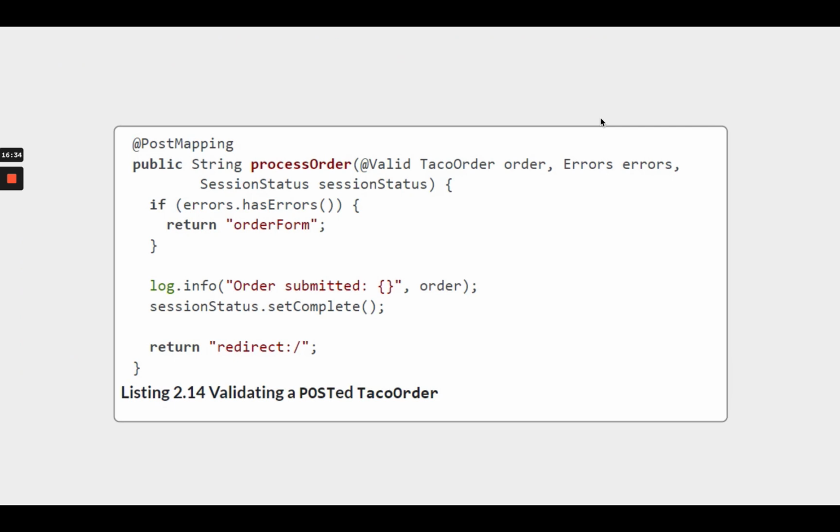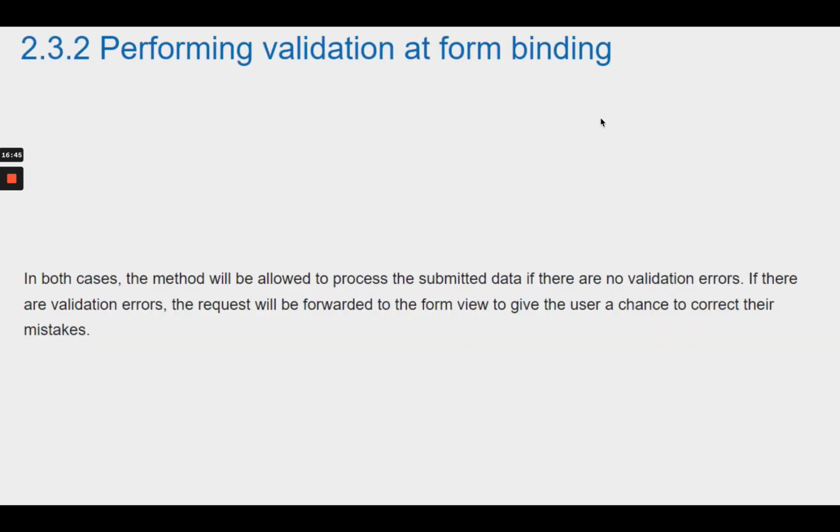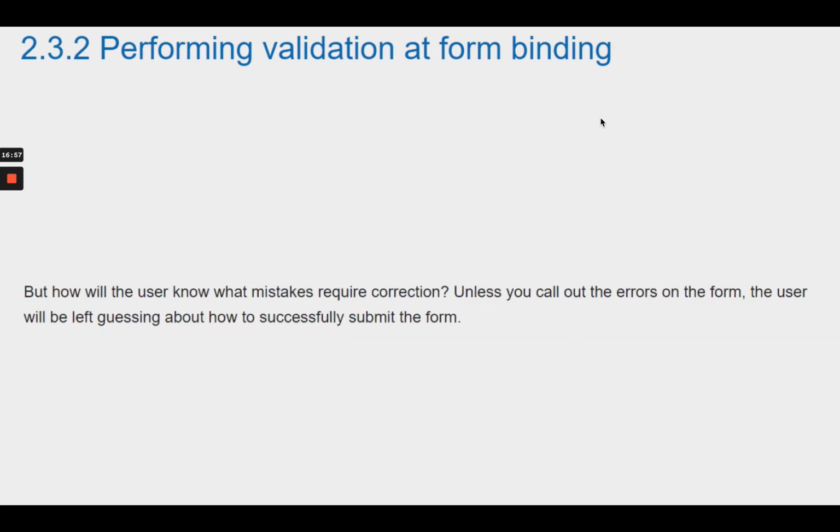To perform validation on submitted TacoOrder objects, similar changes are also required in the processOrder method of the OrderController, as shown in the next code listing. In both cases, the method will be allowed to process the submitted data if there are no validation errors. If there are validation errors, the request will be forwarded to the form view to give the user a chance to correct their mistakes. But how will the user know what mistakes require correction? Unless you call out the errors on the form, the user will be left guessing about how to successfully submit the form.